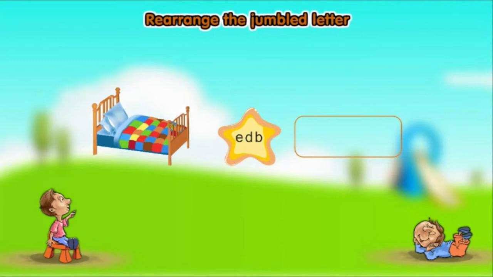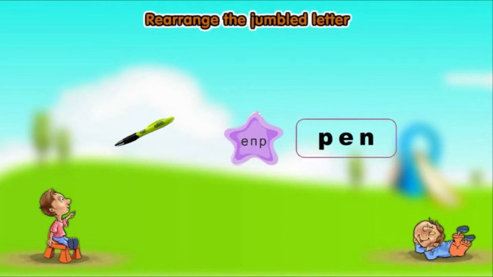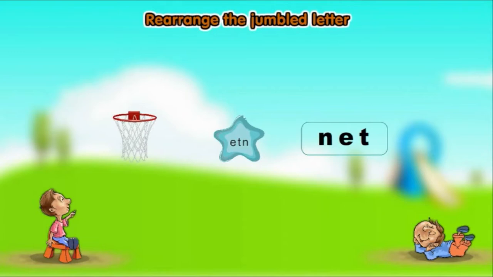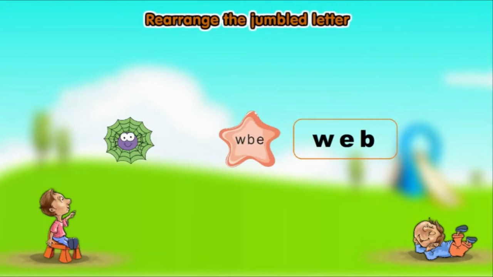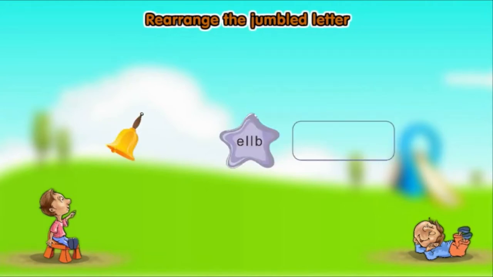Arrange the jumbled letters. B-E-D, bed. P-E-N, pen. N-E-T, net. W-E-L-L, well. W-E-B, web. B-E-D, bed. B-E-L-L, bell.